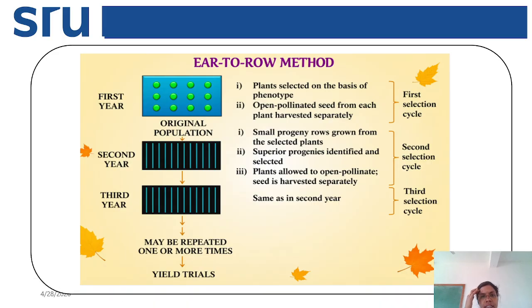And after that, in the second year, the harvested seeds are grown in progeny rows from the selected plants, and the superior progenies are identified and selected. They are allowed for open pollination, and after that the seeds are harvested separately. Again, in the third year, the same thing is repeated as in the second year, and this may be repeated one or more times, and afterwards it will be done for the yield trials. This is nothing but the ear-to-row method.